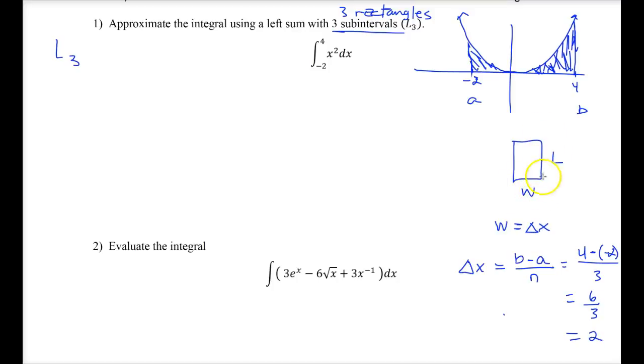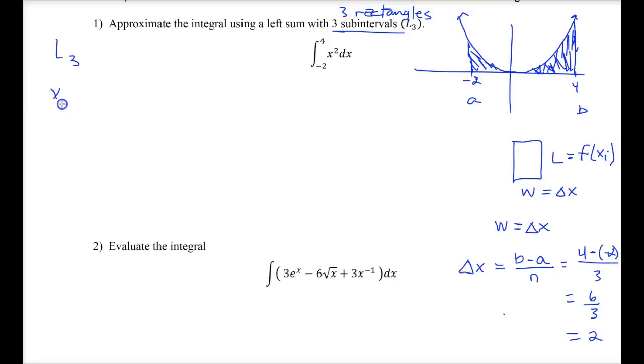Now the length, of course, is going to be characterized by f of x sub i, where depending upon what the x value is, that will correspond to how high or what the length of the rectangle is going to be. And so now that we know that we have 3 subintervals or 3 rectangles, and we know that the width of each rectangle is going to be 2 here, then we can pretty much know what x values we're going to use.